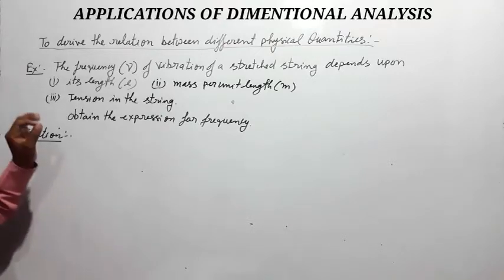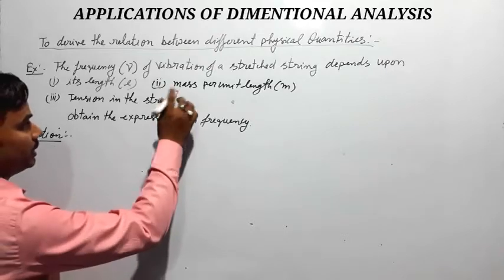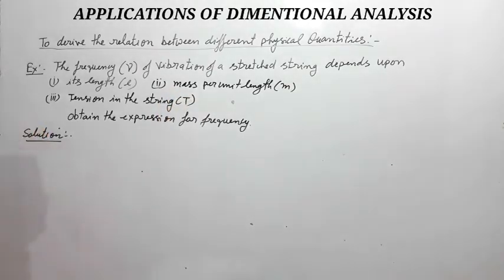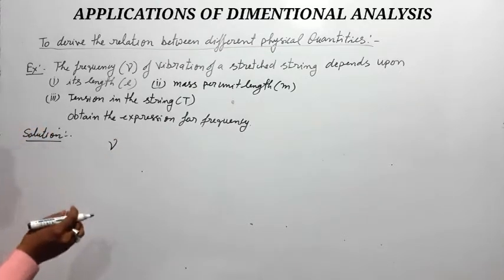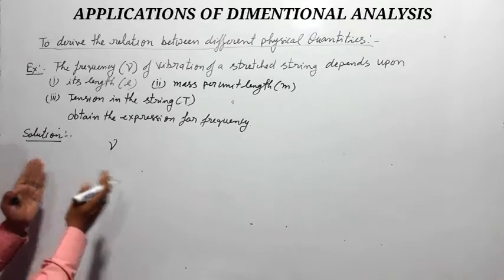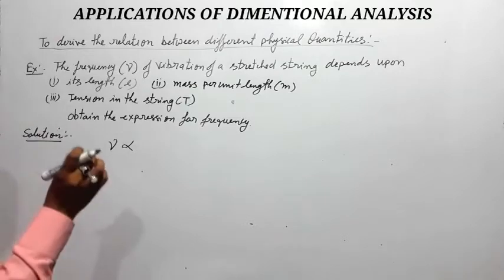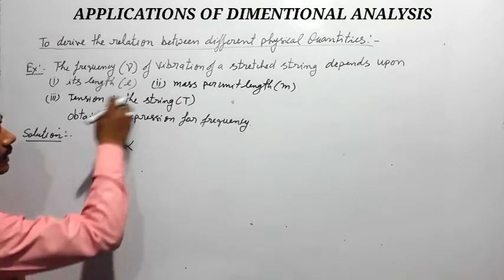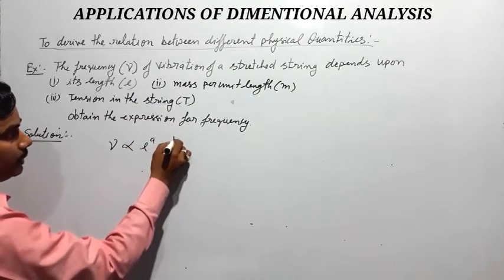The frequency of vibration of a stretched string depends upon its length, mass per unit length, and tension in the string, which is represented by T. So we have to obtain the expression for frequency. So here we will write the frequency on the left side, and frequency depends on length, mass per unit length, and tension. So we can write these physical quantities as L to the power a, M to the power b, and T to the power c.